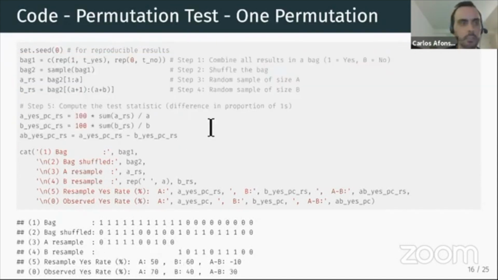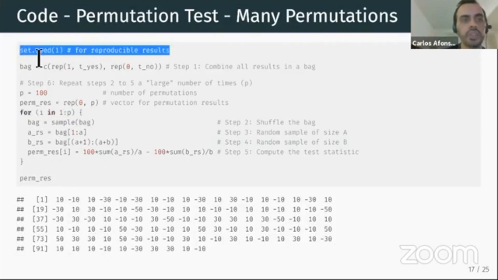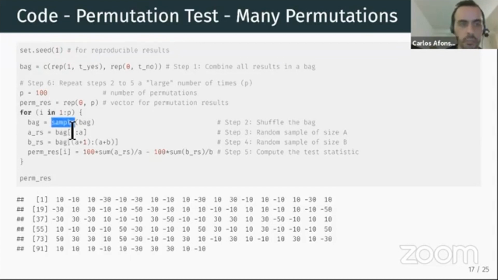And now the next step is to actually do many permutations. And how can we do many permutations? Well, we are repeating the same operation many, many times. We can use a loop. And in particular, we can use a for loop, and this is the syntax for a for loop in R. So again, we are setting the seed to make the results reproducible, because we are using random functions here, like in particular the sample function.